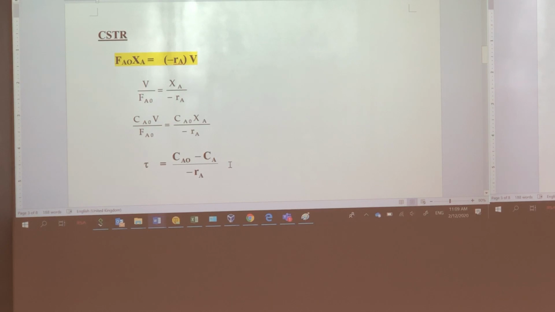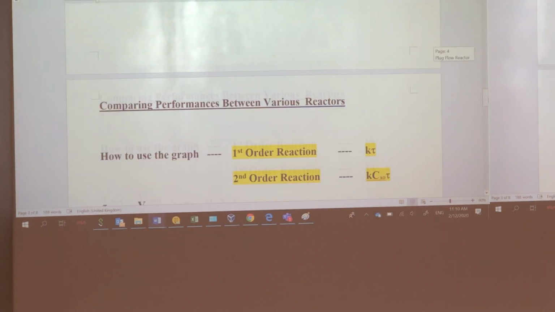Then after this, please substitute the first order, second order, or any other order equations into here. Usually the question will ask you to find either reactor volume or space-time. Okay? So after this step, please come over here, the table I give you. Can you take out the table I give you? That one's still very important. Okay, we come over here.